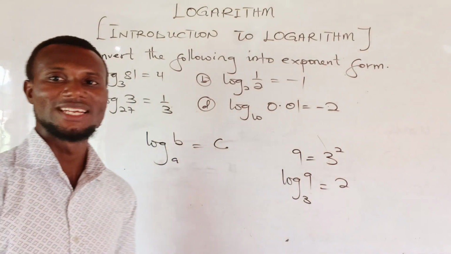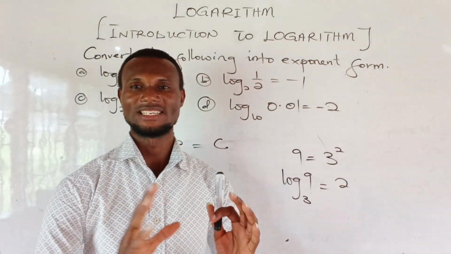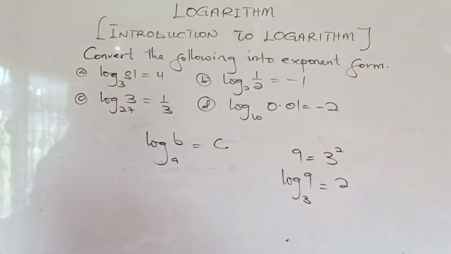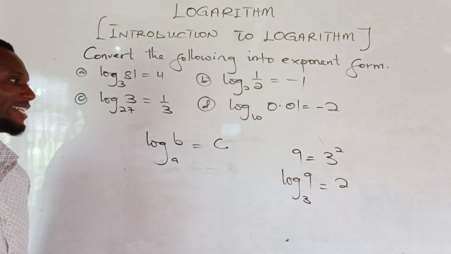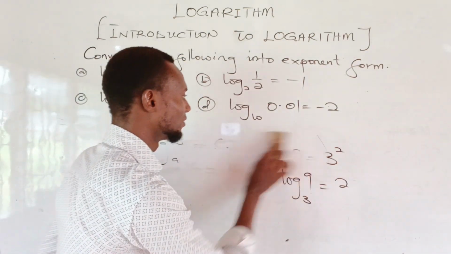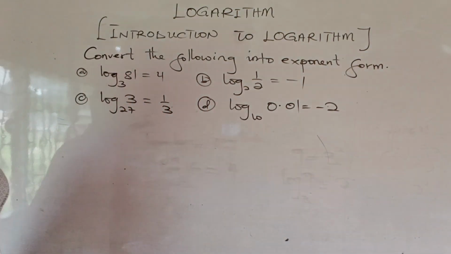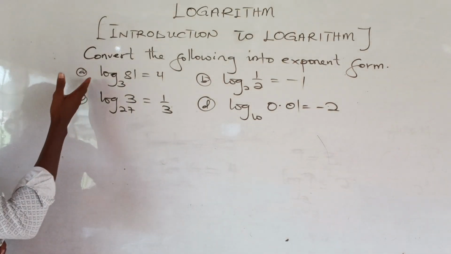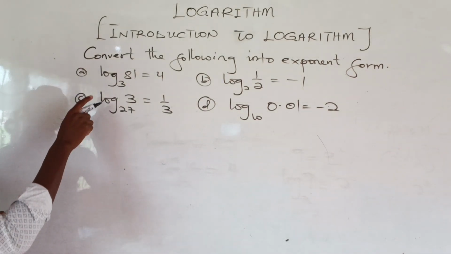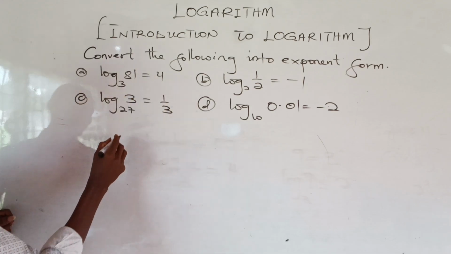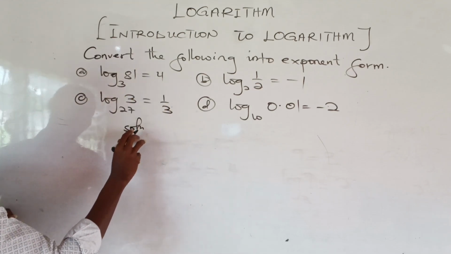So this is the general definition of logarithm, and I hope you understand and you agree with me up to this point. Okay, so now let's proceed and handle the examples that I have on the board. Example A says that log 81 to the base 3 equals 4. So let me write down my solution.